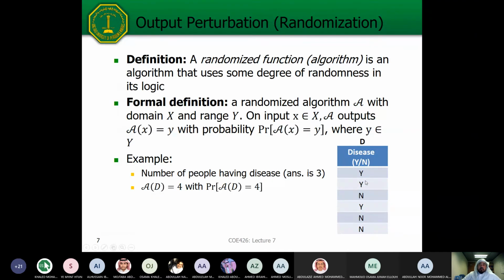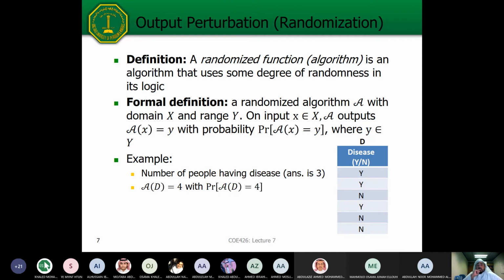It's 3, sir. The randomized algorithm takes this database, this column, this attribute, computes the right value, and then puts in some random noise. Suppose that this algorithm outputs 4 rather than 3. So it adds one more record as a way of adding noise. In fact, it can give me 5, 6, 2, or 0, any value, depending on the random noise that it adds, right?